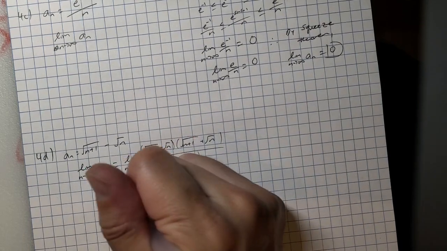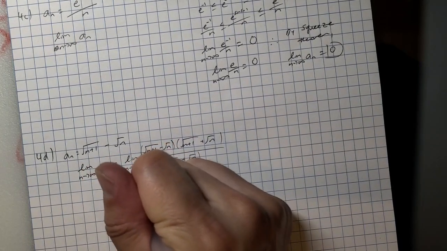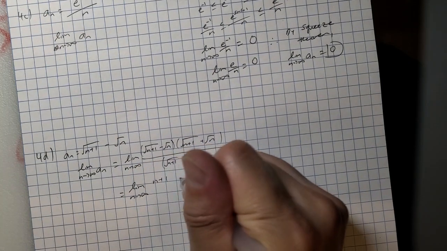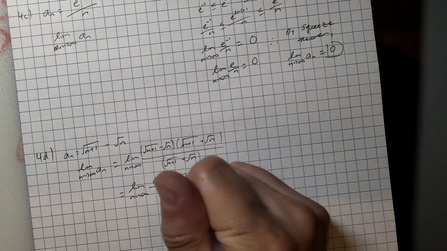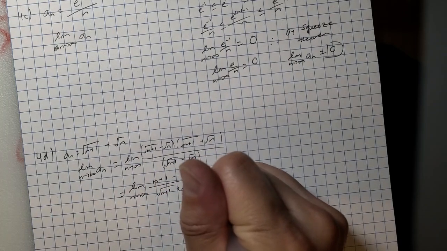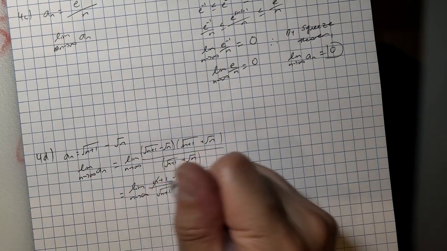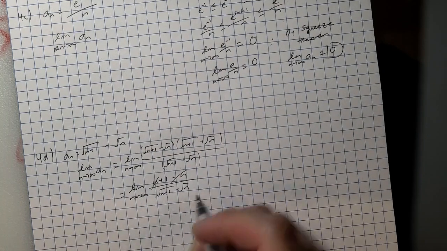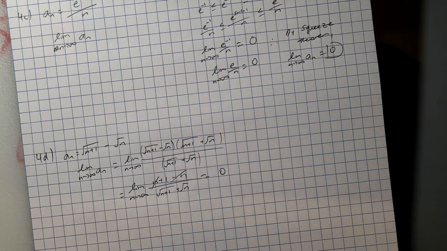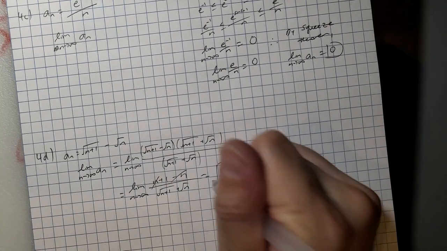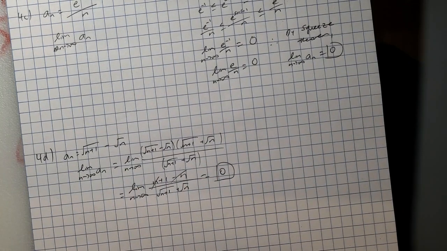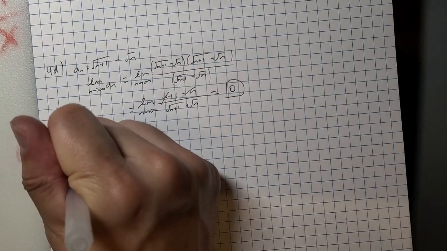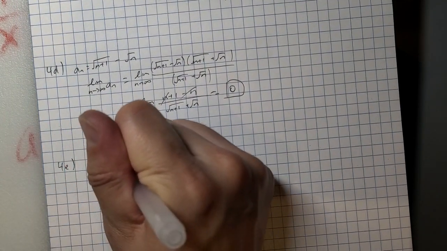Okay, so when we do this, we get limit as n goes to infinity of, we get n plus 1 minus n on the top, square root of n plus 1 plus square root of n on the bottom. Okay, so this and this would cancel. Now, as we take n goes to infinity, this guy goes to 0. Okay, so this guy converges to 0. Okay, that was easy.